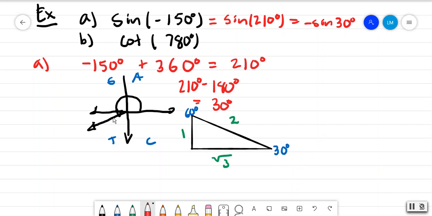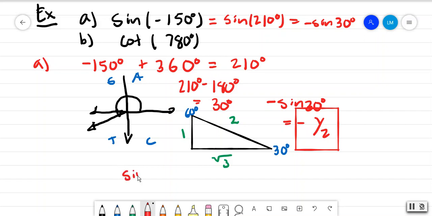So what that means is that negative sine of 30 is equal to negative 1/2. So the answer is negative 1/2, because remember that this was equal to sine of negative 150. So sine of negative 150 is equal to negative 1/2.